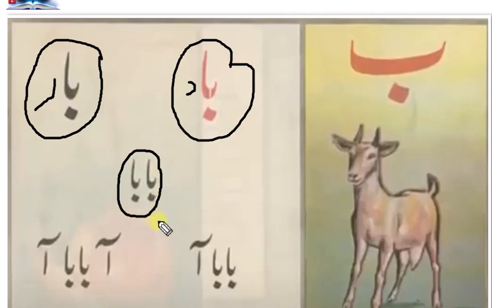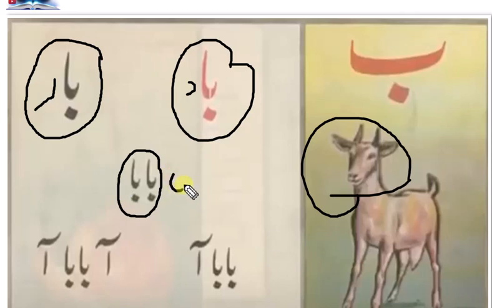Ba, Ba. Bay Ba, Bay Ba. Ba, ba. And this is Bakri. Bakri. Baba. Baba. Old man.